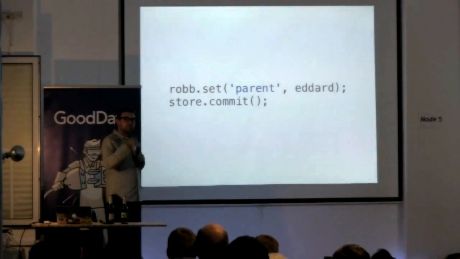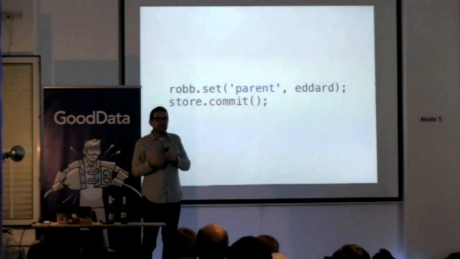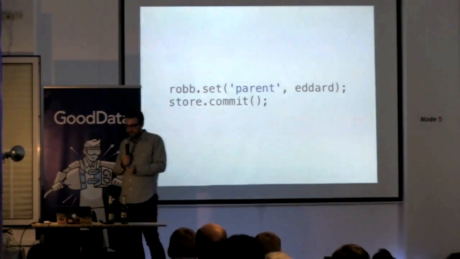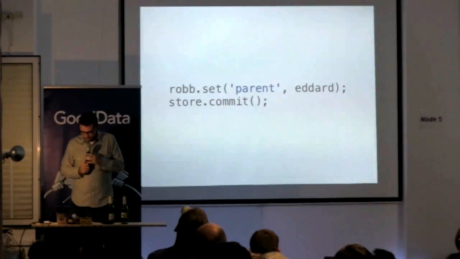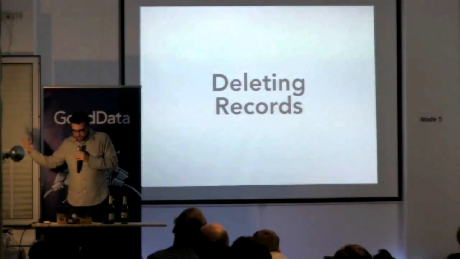Robb.set parent, Eddard. Boom. Now it marks both of them as being dirty. These both need to be saved to the server because they both have changes. Hit store.commit, exact same flow. How awesome is that?